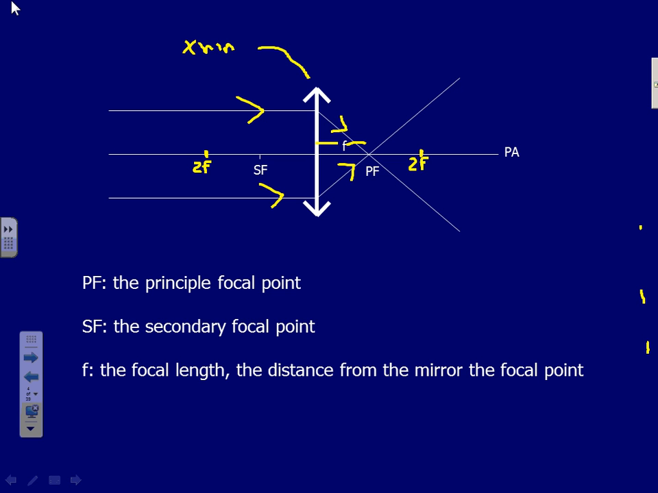So PF is the principal focus. SF is the secondary focus. F is the focal length, the distance. Oh, look at what that says. See that screw up? Lens. It's the distance from the lens to the focal point. We're not in the mirror business anymore.